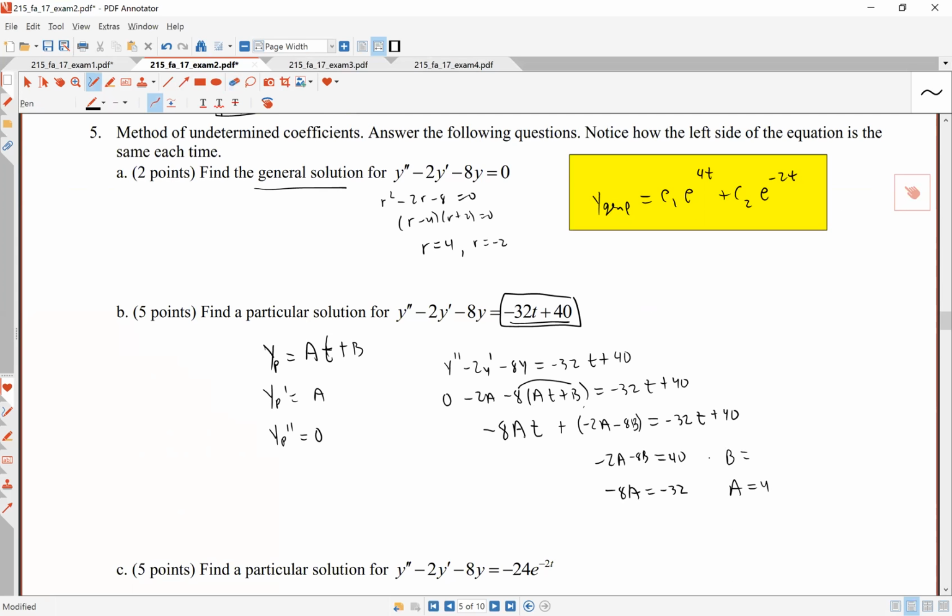All right, so that says that negative 8b equals 48, or b is negative 6. So yp is 4t minus 6.